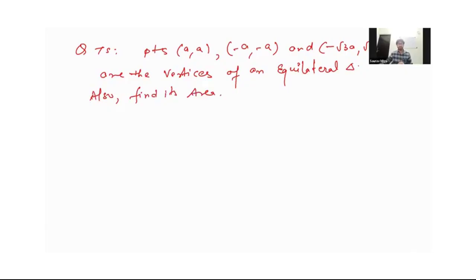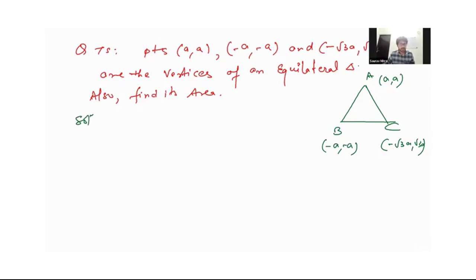So first of all, we will calculate the length of the sides. Let us draw a rough figure of triangle ABC. Let my A coordinate be (a, a), B coordinate is (minus a, minus a), and C coordinate is (minus root 3a, root 3a). Now we will calculate our AB, BC, and CA.